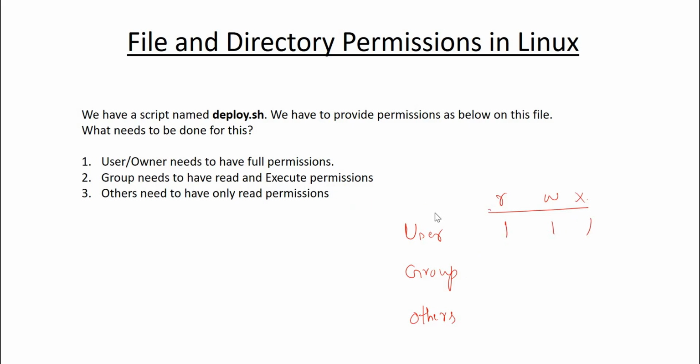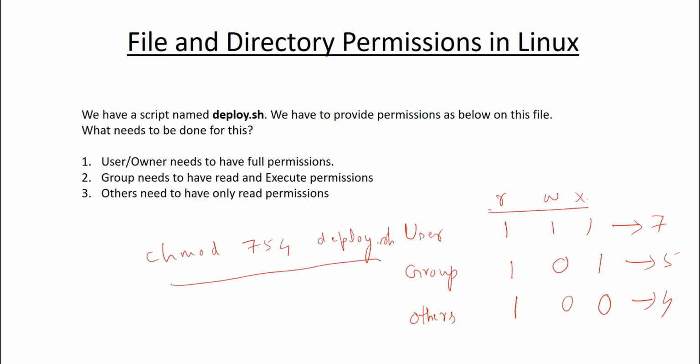Group needs to have read and execute permission. That means read 1, execute 1 and write is 0. And other needs to have only read permission. That means read should be 1, write should be 0, execute should be 0. So this is 7 and this is 5 and this is 4. So we need to provide chmod 754 on the file deploy.sh.